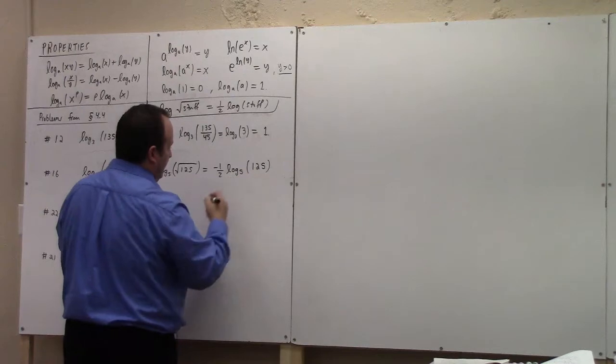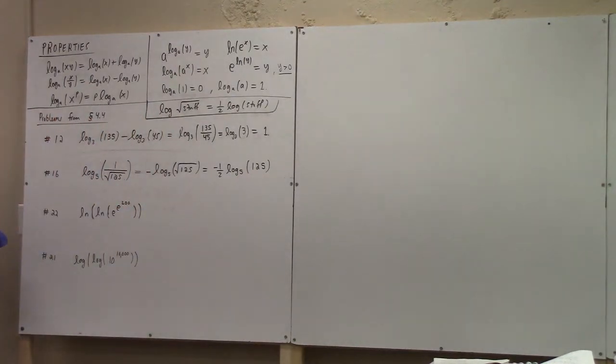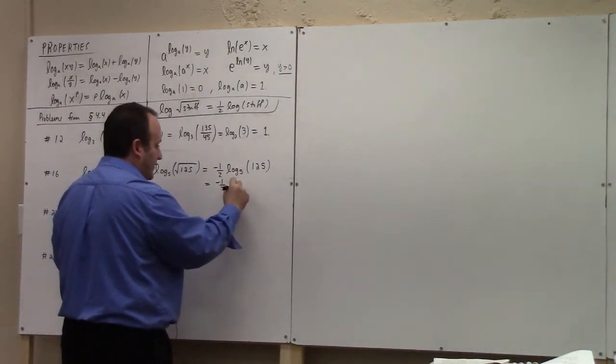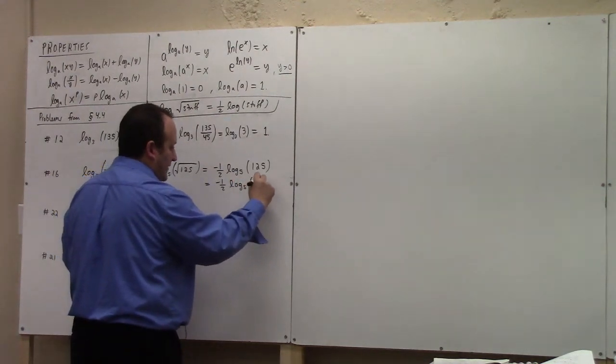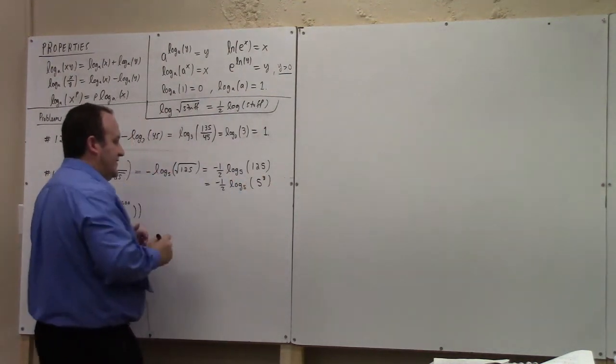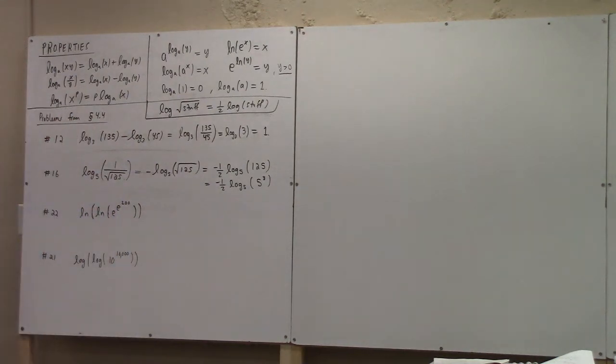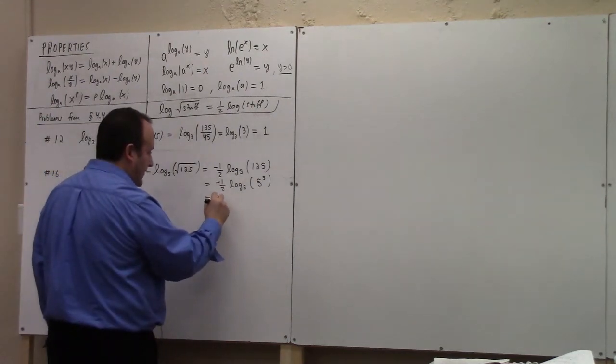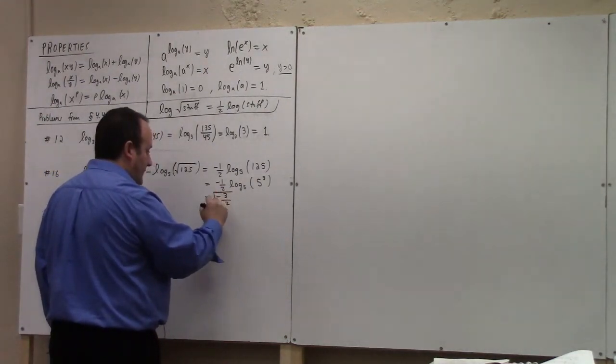Can you tell me what 125 is as a power of 5? 3? Did you say 3? It's 5 cubed, right? So that's minus 1/2 log base 5 of 5 cubed. What's log base 5 of 5 cubed? Remember, the log and the exponential are inverse functions, so that just gives me back 3 again. The log base 5 and the exponential base 5 cancel. We just get 3 times the minus 1/2, so minus 3/2 is the answer for this one.